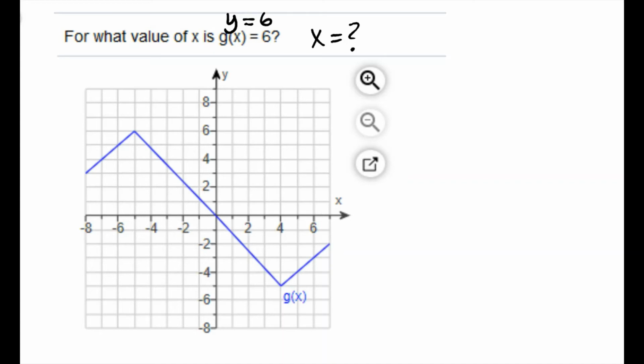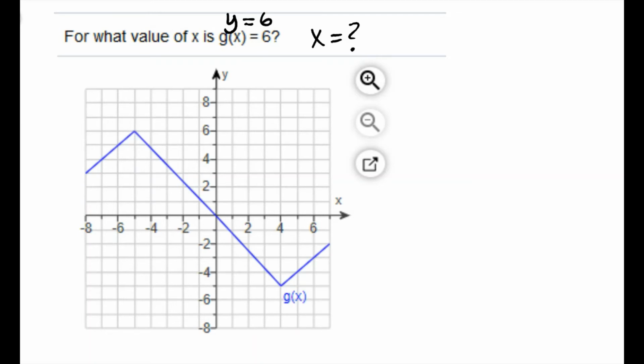So we're going to take a look at our graph, and we're going to be looking for when y equals 6. So we've got our y scale here. That's the vertical scale. And we're looking for when y equals 6. So here I have y equals 6 on the vertical scale. And I want to go all the way over to the graph, and I notice that right here I have a spot on the graph where the y coordinate is 6.